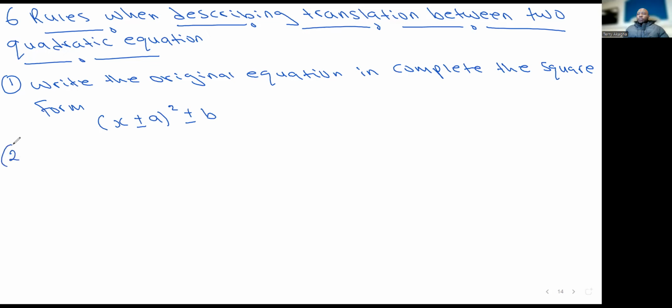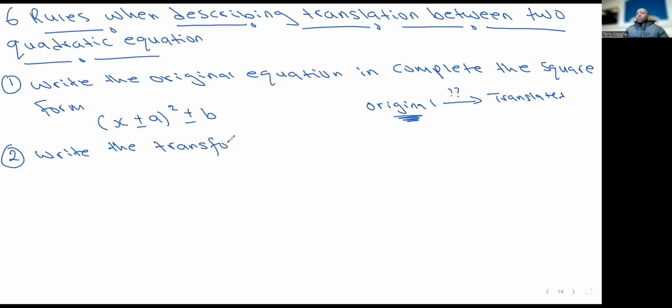Number 2, so if you remember, we have the original equation undergoing translation to give us a translated form, and we're looking for the A and B. So what we are saying is, the original one, write it in the complete the square form. Then number 2, you write the transformed form, or the translated equation.